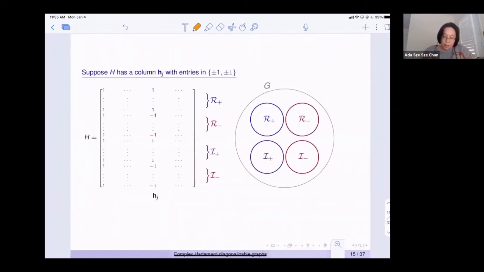Now I'm going to throw in an extra condition. Suppose we have a column that has only entries plus or minus 1 and plus or minus i. This is something extra, but I'm thinking about the Turyn Hadamard matrix or the real Hadamard matrix when I throw in this condition. We look at that column, and then we can partition the vertices of the graph according to the entries in this column. If the entry is plus 1, I throw the vertex into the set R plus. If the entry is minus 1, I put it in the set R minus. R stands for real. If the entry is i, I throw it into the set I plus, for imaginary, and the rest will be in I minus. So I have 4 sets that partition the vertices of the graph.